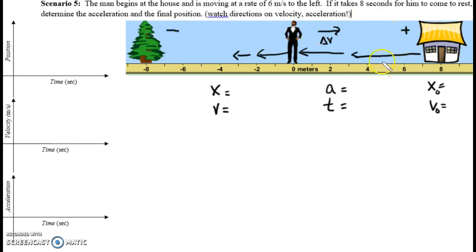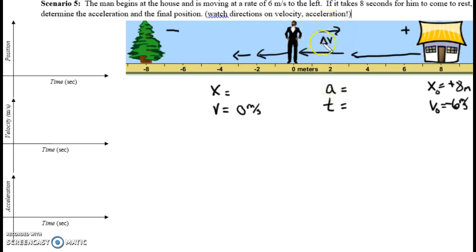So a couple things before we actually start filling out any of these numbers. Our initial velocity is pointing to the left. Our final velocity is going to be 0 in this case since it's not moving. So 0 meters per second. Our initial position is to the right of the origin at the house, so that's going to be a positive 8 meters. And our initial velocity is pointing to the left, so this will be a negative 6 meters per second.